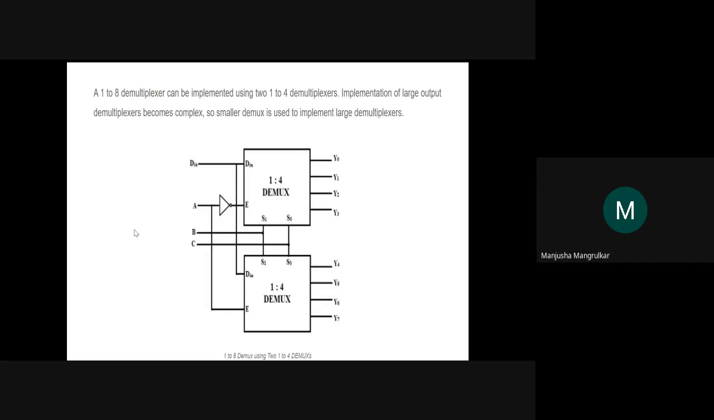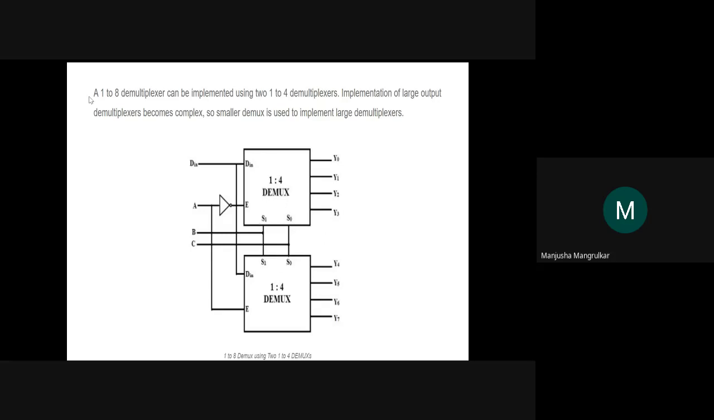Now we'll look at designing a DMUX using smaller DMUX blocks, like the mux designs. We have seen one example, where we designed a 16 is to 1 mux by using five 4 is to 1 muxes. In the same way, we can design an 8 is to 1 mux by using 4 is to 1 muxes. So a 1 is to 8 DMUX can be implemented using two 1 is to 4 DMUX, right? So now this is your selector line.